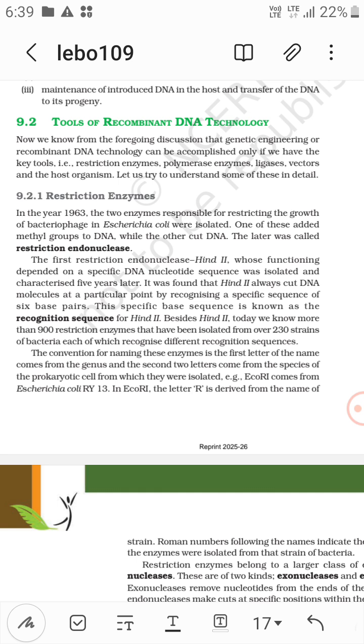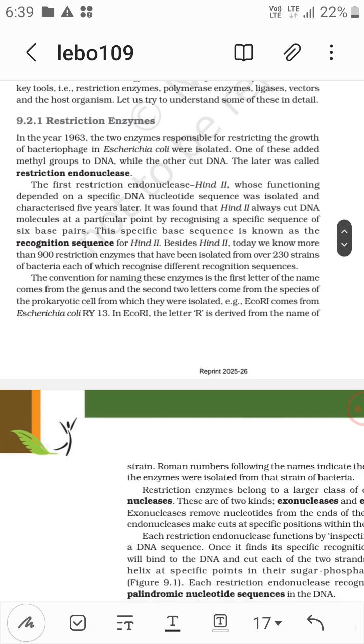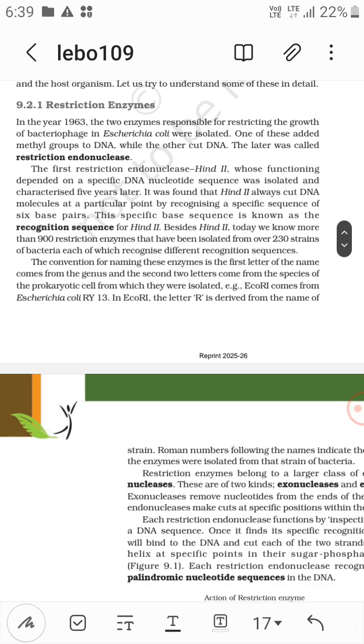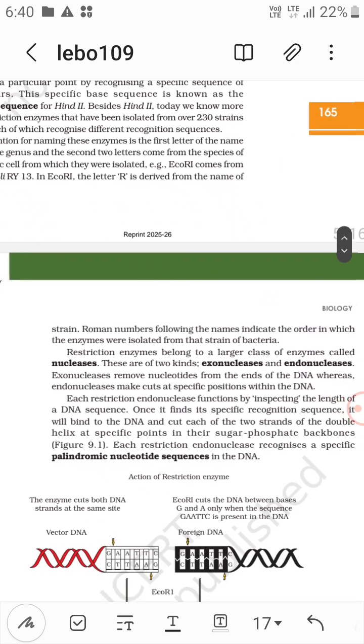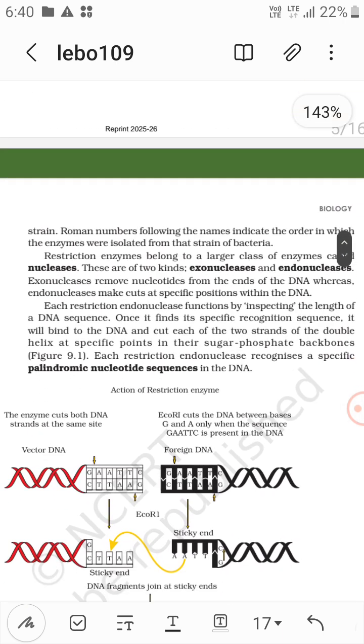Besides HindII, today we know more than 900 restriction enzymes that have been isolated from over 230 strains of bacteria, each of which recognizes different recognition sequences. The convention for naming these enzymes is that the first letter of the name comes from the genus, for example E for Escherichia, and the next two letters come from the species, coli, of the prokaryotic cell from which they were isolated. EcoRI comes from Escherichia coli RY13. The R is derived from the name of the strain, and the Roman numeral following the name indicates the order in which the enzymes were isolated from that particular strain of bacteria.